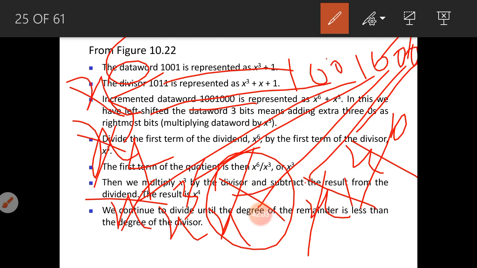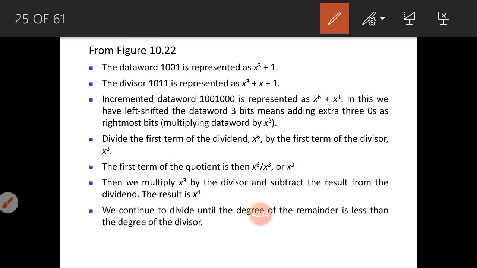What is left here is x raised to 3 and x raised to 6, which contain the coefficient 1. That's why the polynomial form is x raised to 6 plus x raised to 3, and that represents the incremented data word. There is another way as well, but better you consider this way only. So the incremented data word can be represented as x raised to 6 plus x raised to 3.